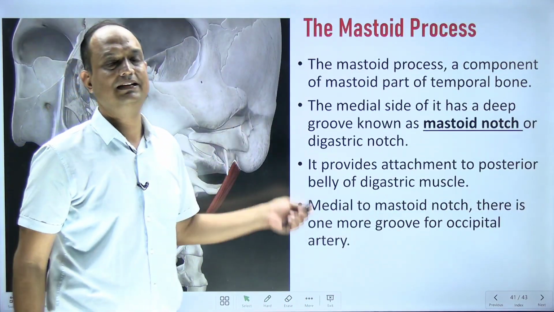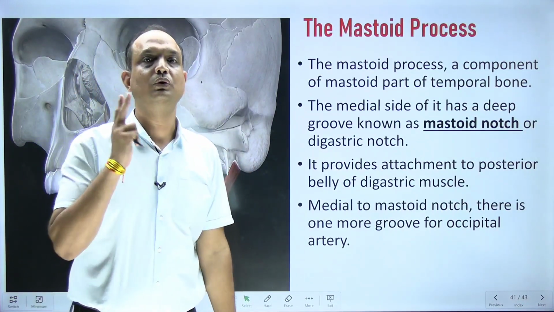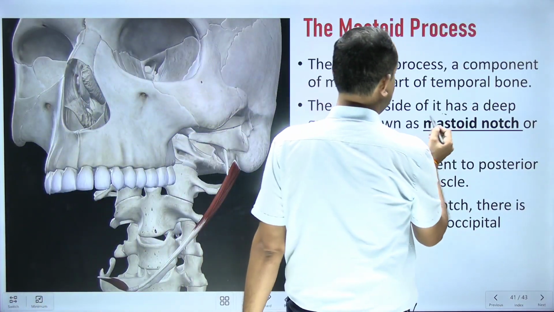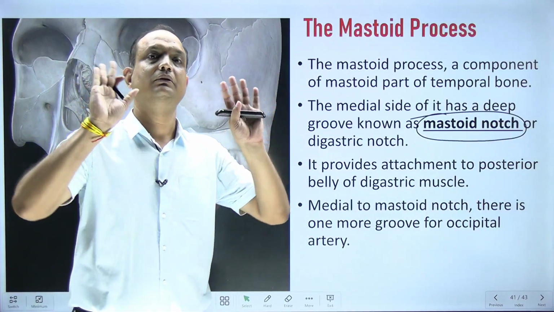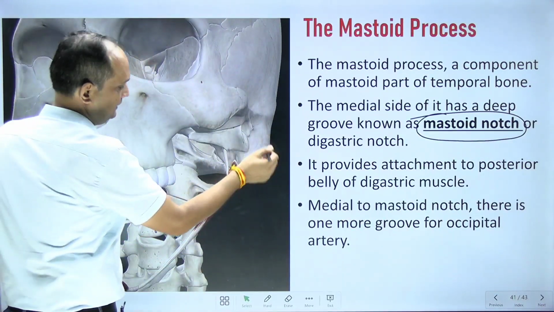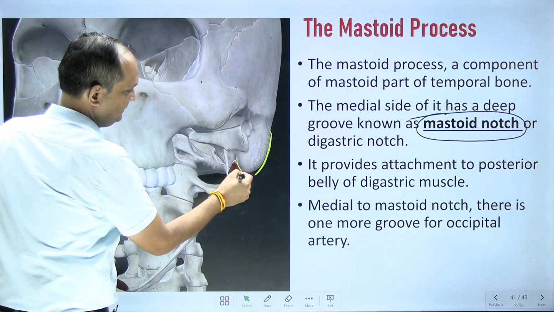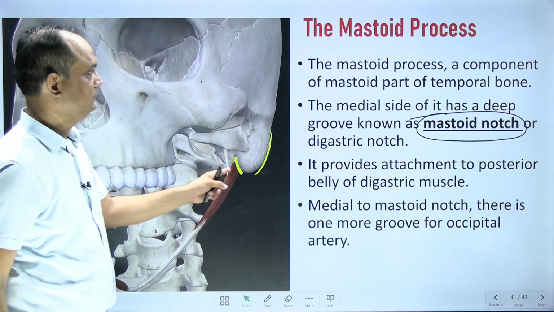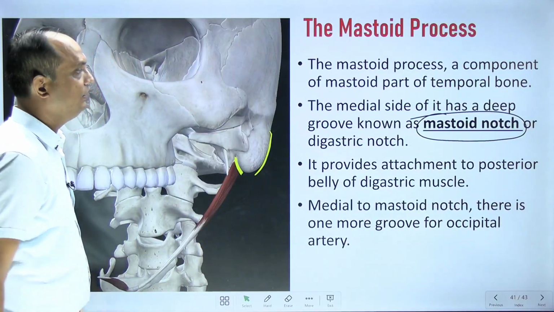Now the last thing is mastoid process. Now when you read the mastoid process, two questions come from it. First thing is, what is the structure attached on mastoid notch? Now the mastoid notch is present on the medial side of mastoid process. So this is the inferior surface. Now this is the outer surface of your mastoid process, and this is the inner surface of mastoid process. Now in this inner surface of mastoid process, you have a notch which is known as mastoid notch. And this mastoid notch provides attachment to the posterior belly of digastric.